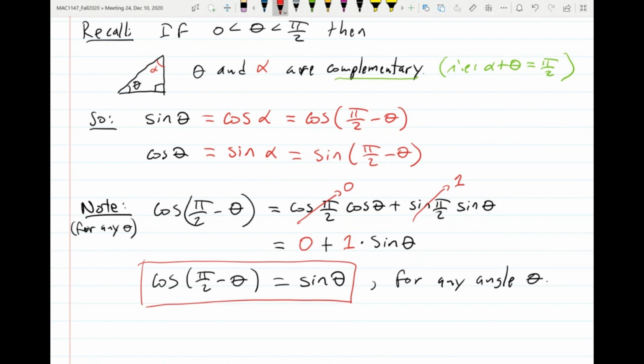Okay? So that relationship that we observed for complementary angles, when theta was acute, that the sine of theta is cosine of pi over 2 minus theta, actually extends to any angle. Any questions? Questions on this?